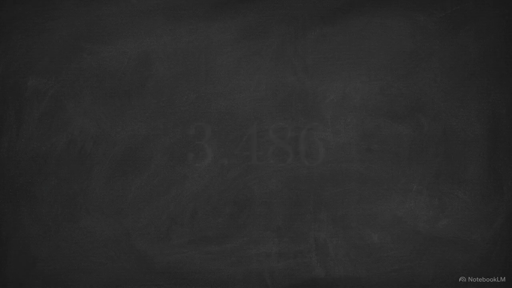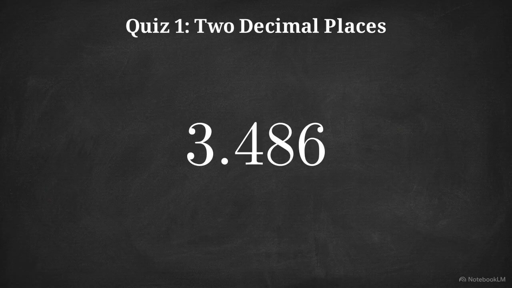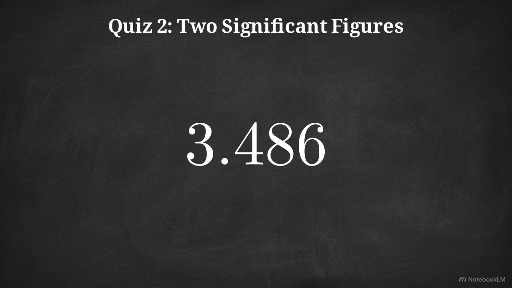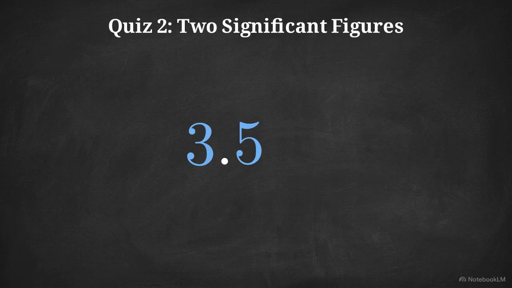Quick quiz 1. Approximate 3.486 to two decimal places. We keep the 4 and 8, but the next digit is 6, so we round the 8 up. The answer is 3.49. Quick quiz 2. Approximate that same number, 3.486, to two significant figures. The first two meaningful digits are 3 and 4, and the next digit is 8, so the 4 becomes a 5. The answer is 3.5.